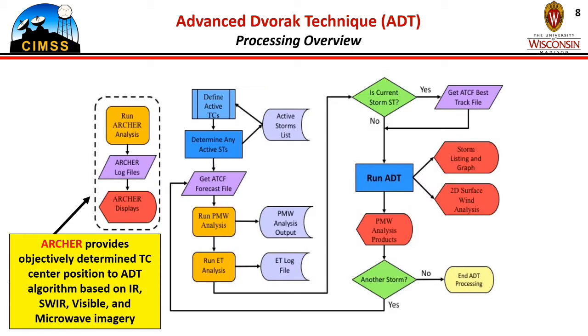Here's a general overview of the ADT processing. The Archer technique, which I won't describe here, was developed at the University of Wisconsin by my colleague Tony Wimmers, and provides the ADT with a first guess position objectively determined using various satellite imagery. Once the position is provided, the ADT will then determine the scene type objectively, and from then it will determine the intensity of the storm using various processing techniques within the algorithm itself. The output will then consist of various graphical and text outputs to display various parameters used in the technique to the tropical cyclone forecaster, who can then use this as an estimate to determine the tropical cyclone intensity.